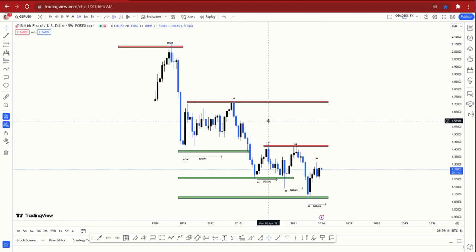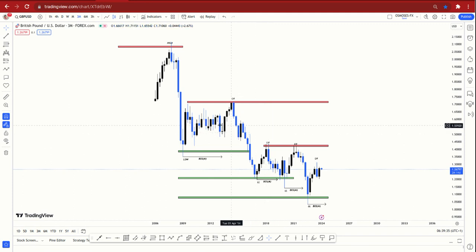Hi everyone, this is Osmosis, and I really want to drop GU as soon as possible because I feel like everybody is monitoring GU, and GU is at a point of reversal presently. So I feel like I should just drop GU on time before the move starts.